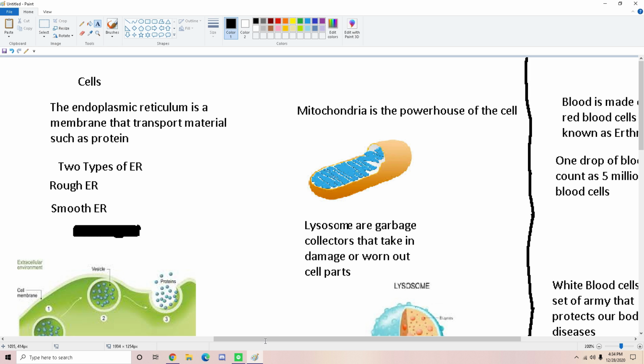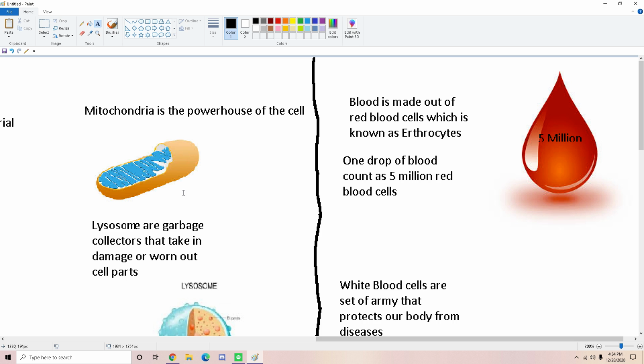Just a reminder, I'm going to be talking about blood cells now. Blood is made out of red blood cells, which are known as erythrocytes. One drop of blood contains 5 million red blood cells. They only live for 120 days, and every second the body makes 25 million blood cells.